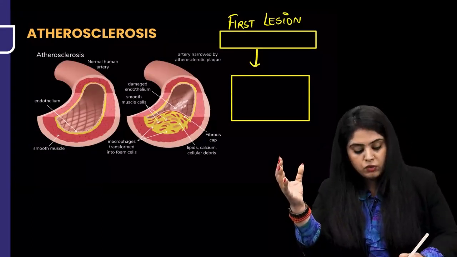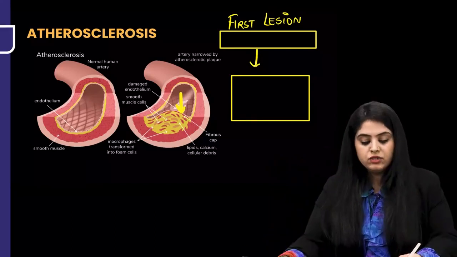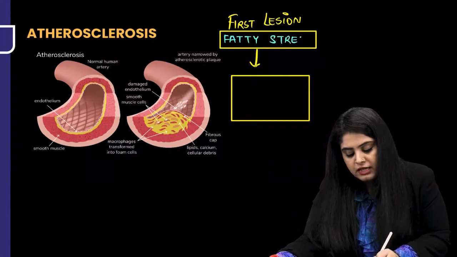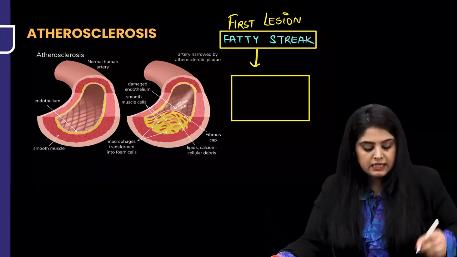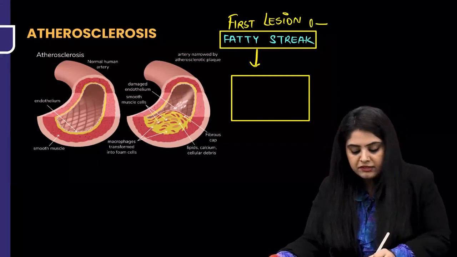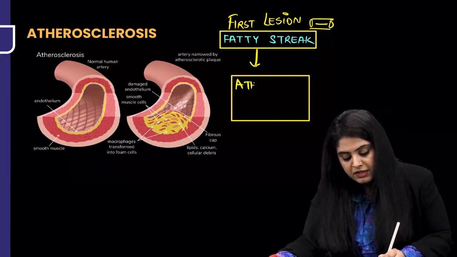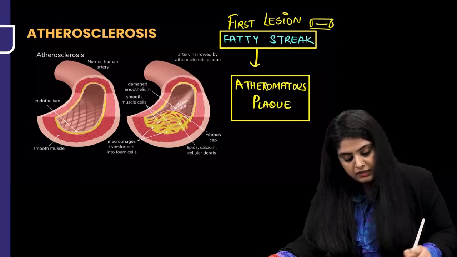So initially you don't see such a big yellow lesion. No, the first lesion is just a very, very small thing known as a fatty streak. The first lesion is just a tiny little yellow line in the blood vessel that is known as a fatty streak. Gradually it becomes something known as an atheromatous plaque. So they will ask you what is the location of an atheromatous plaque?